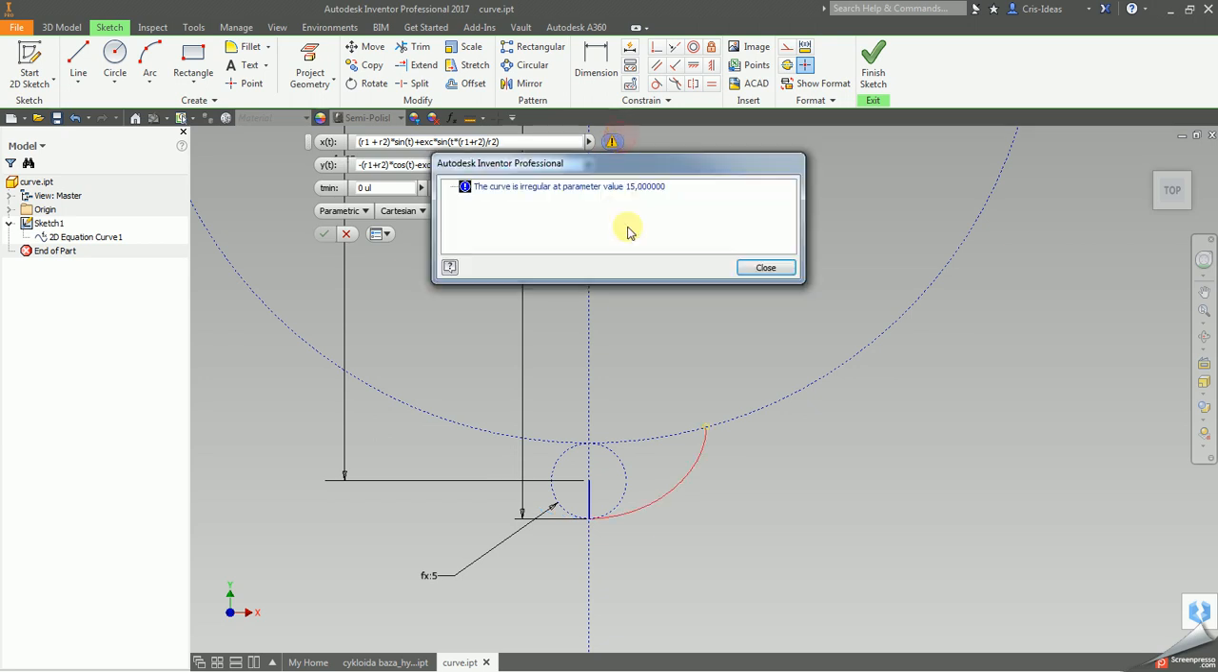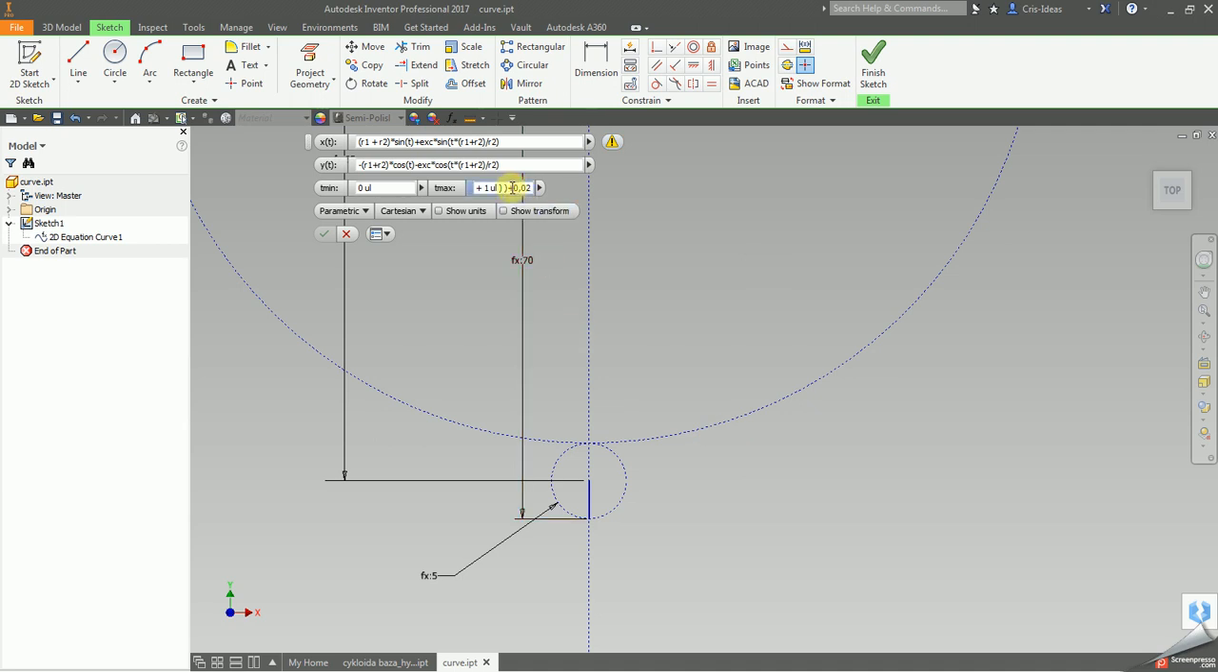Although Inventor indicates that this curve is here, once I add, let's say, 0.01, 0.02, I get that this curve intersects irregularly at parameter 15, because for parameter 15, which is exactly the point there, Inventor has a self-intersection of the curve, because the tangent of the curve is not continuous here. The tangent of the curve here is sharp.